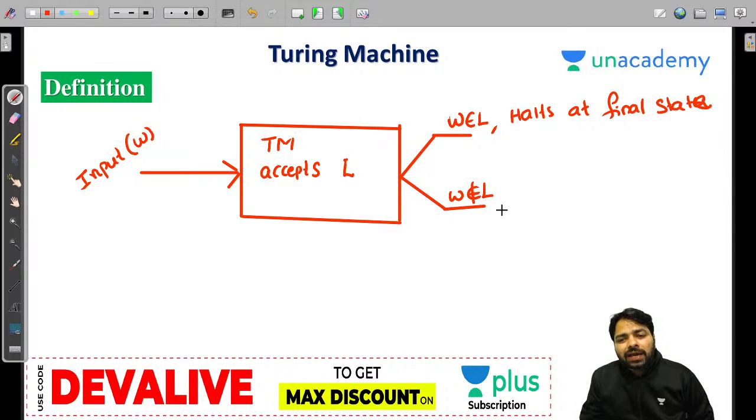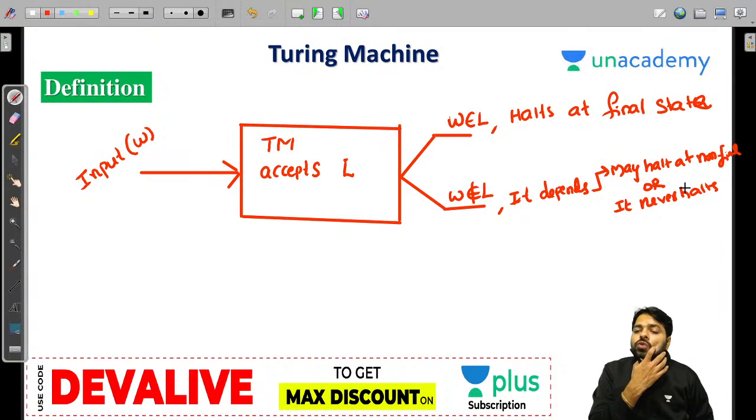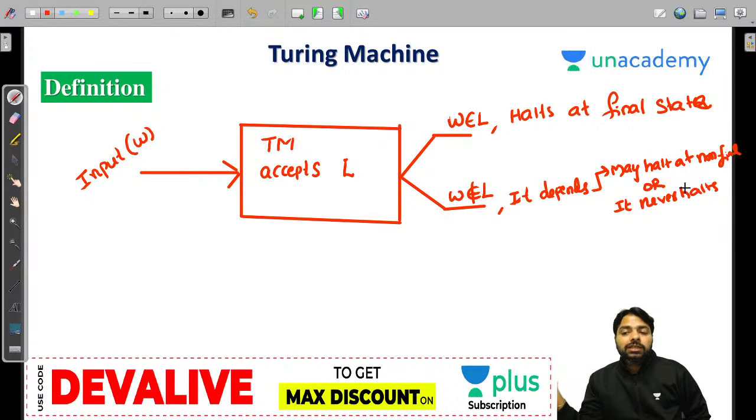And if the string is invalid, we do not know. It depends on the machine. It depends. It means it might halt, may halt at non-final. You can design it, or it never halts. It's just like a program, you have infinite loop, right? Here there is some kind of nature you have on the Turing machine. It never halts. So you have two choices. It may never halt or it may halt at non-final. So one of the cases will happen when the string is invalid.